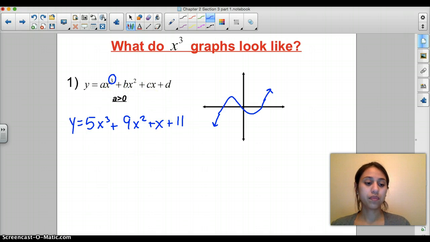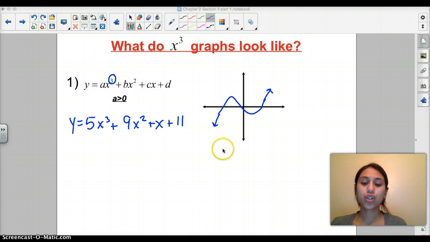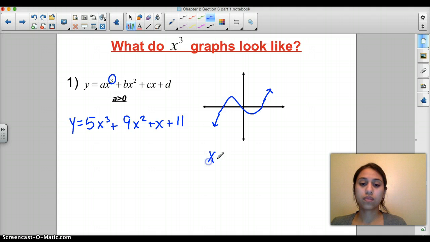Okay? And something to notice is that as x increases, what happens to y? Y also increases. And as x decreases, y decreases.